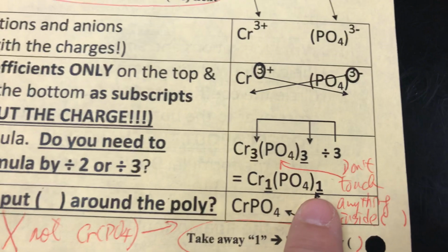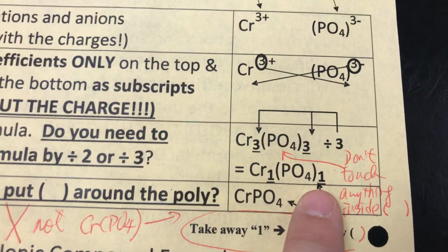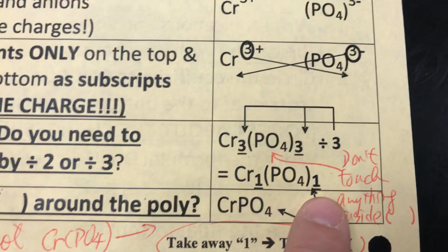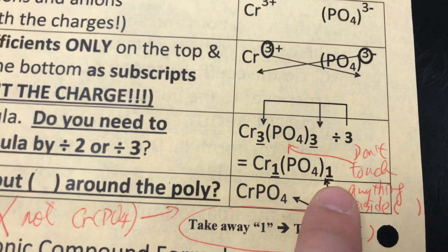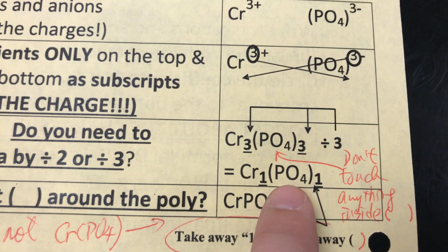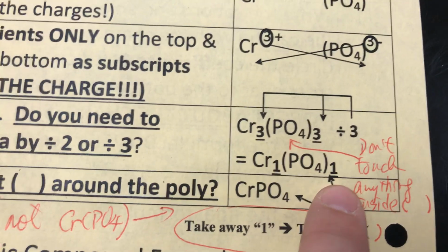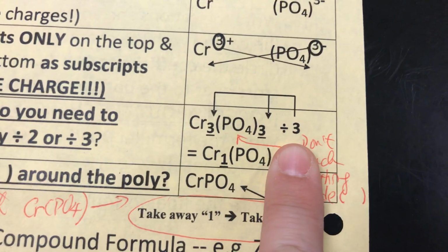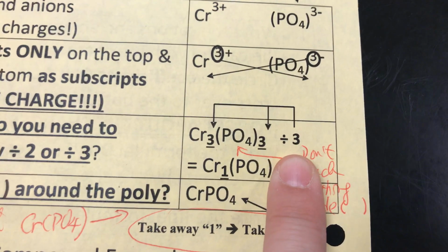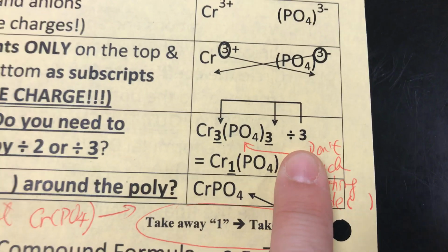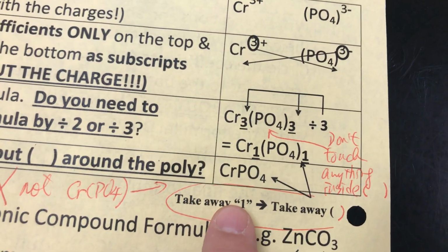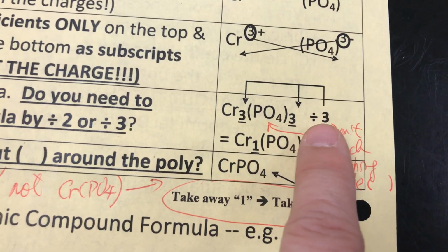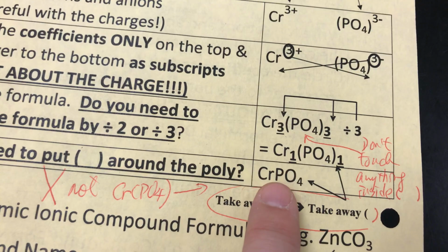Now, what is the purpose of parentheses? The purpose of parentheses is to separate the number inside from the number outside the parentheses. If you take away the 1 here, I have no more number outside the parentheses, so there's no need to keep the parentheses. That means when I take away the 1, I also need to take away the parentheses. So I will only have CrPO4.